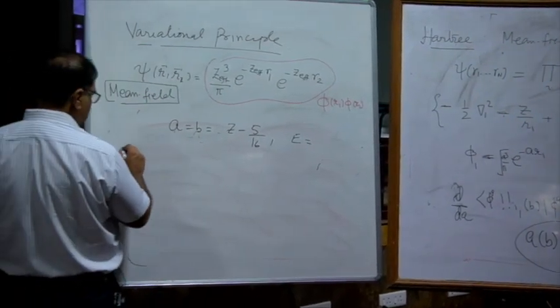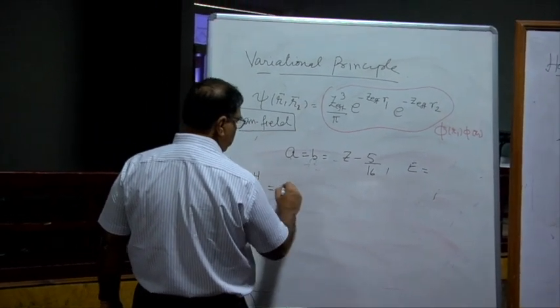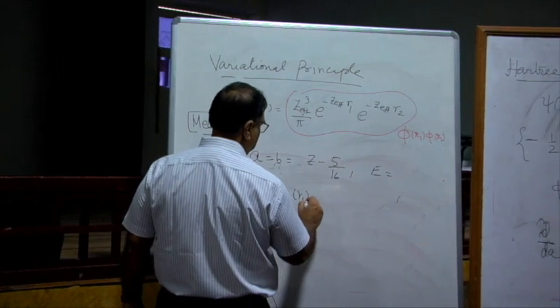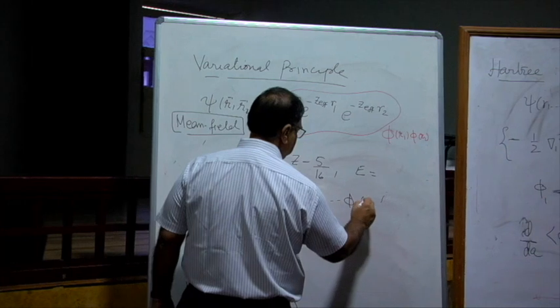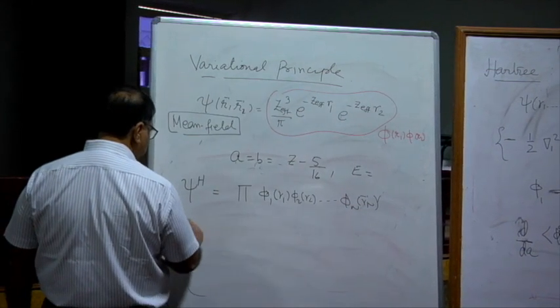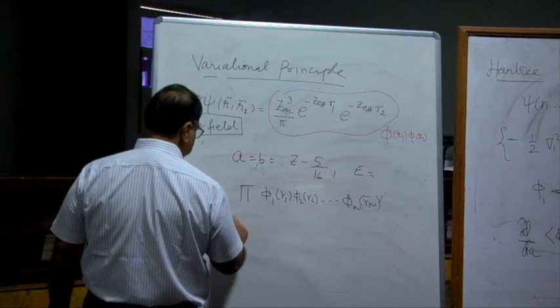So if I have this Hartree wave function, let me call it psi H equals the product phi 1(r1) phi 2(r2) and so on up to phi n(rn). Let me calculate the expectation value of the Hamiltonian with respect to psi H.